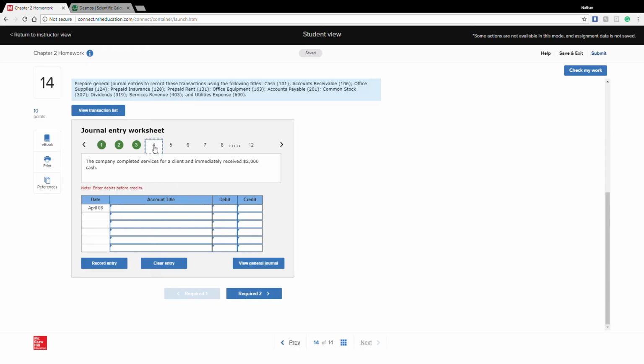Okay. Question 4. The company completes services for a client and immediately receives $2,000. So since we immediately received, we actually have some revenue going in. So cash is going up because we're going to deposit that in our bank account of $2,000. It ends up being for revenue. If I see services revenue, bet that's the account.